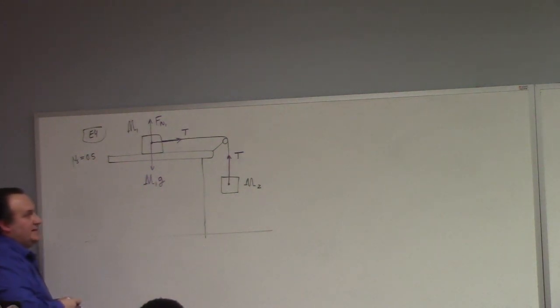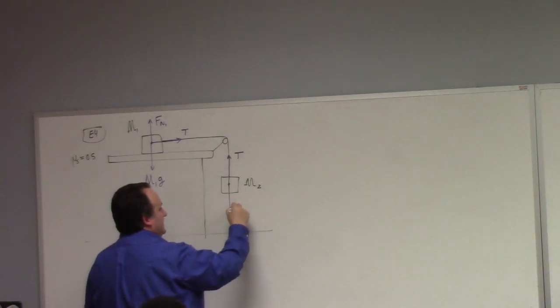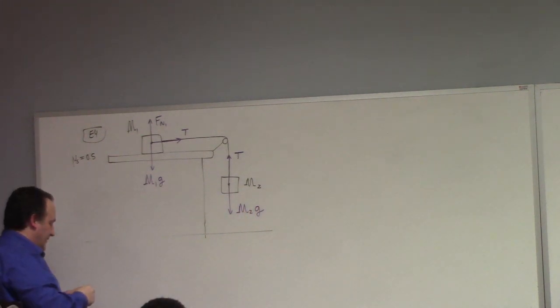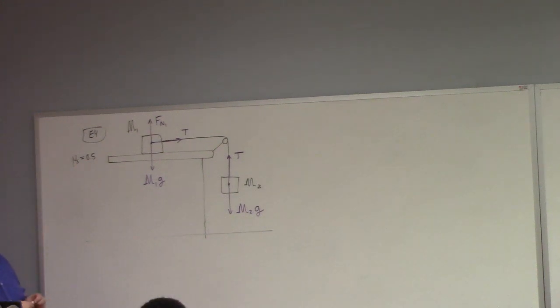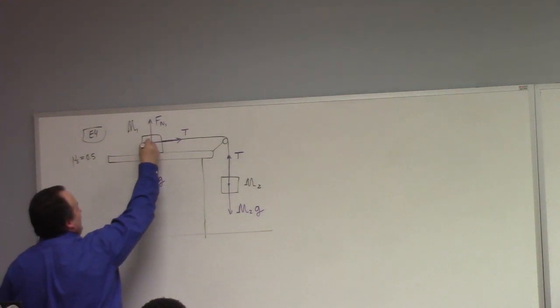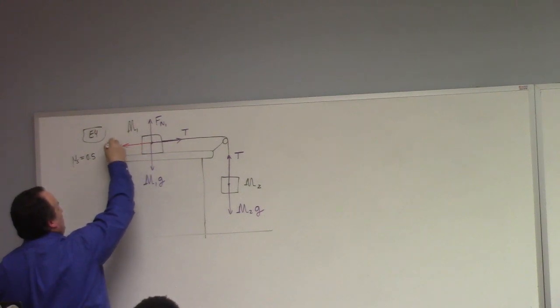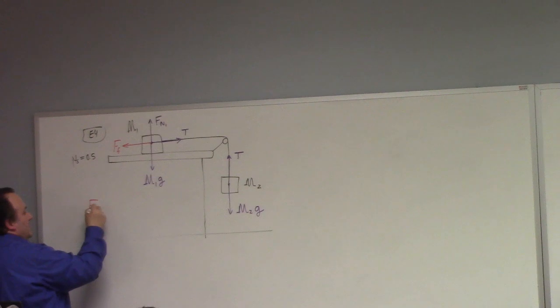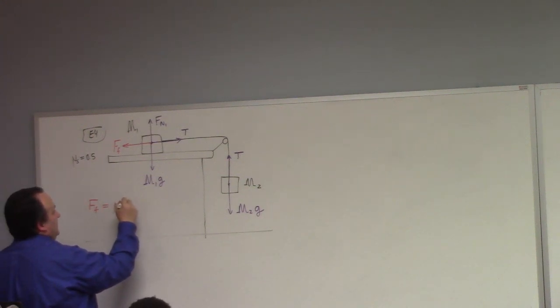Now the rest of the free body diagram on M2 is kind of boring. It's just the gravity, M2g. There is one other player in this game. What's that? Static friction, right. I guess it could be kinetic if the thing is moving, but let's figure that out. So yes, the force of friction goes this way. Now the force of friction is specifically equal to, let's say, mu times the normal force, right?